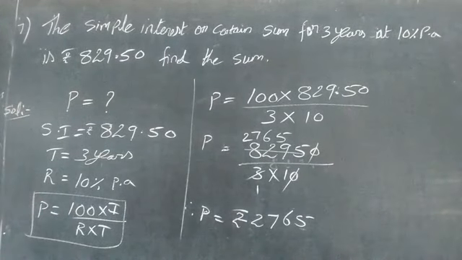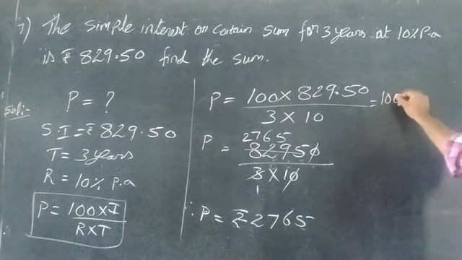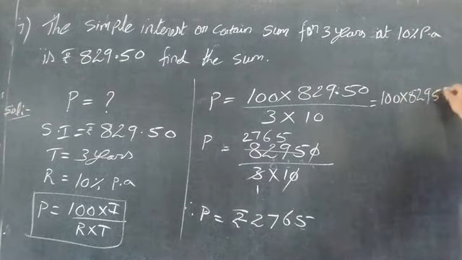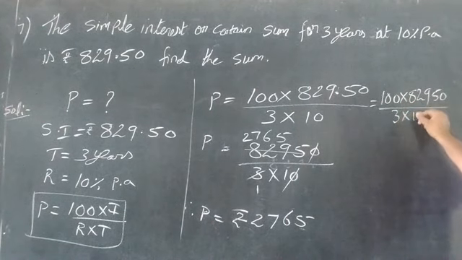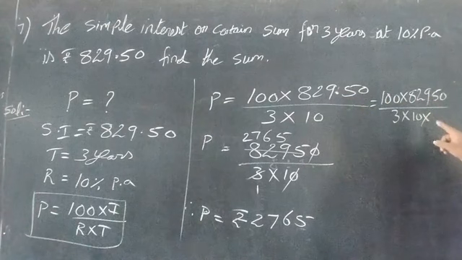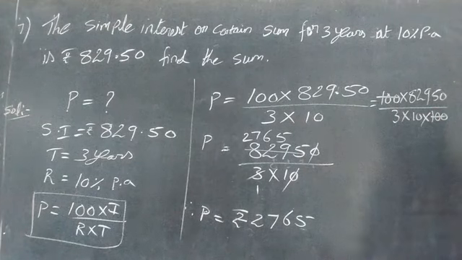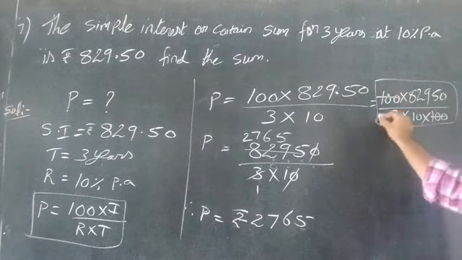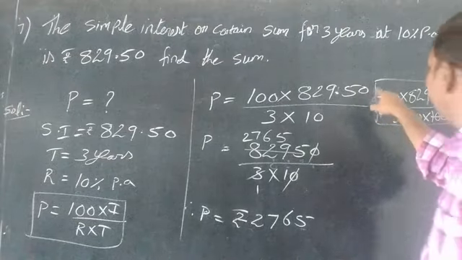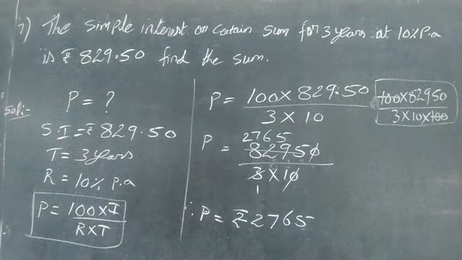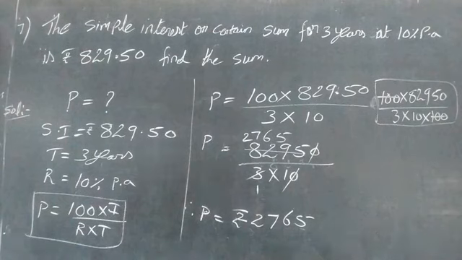See that sum. I did the cancellation in the 3 table and I changed the decimal point also. If anybody has a doubt about changing the decimal point, it is like this: 100 into 829.50 by 3 into 10, the decimal point will change, and this 100 is cancelled. If you have a doubt, you can write it like that. In multiplication, the decimal point moves to the right side, 2 places.